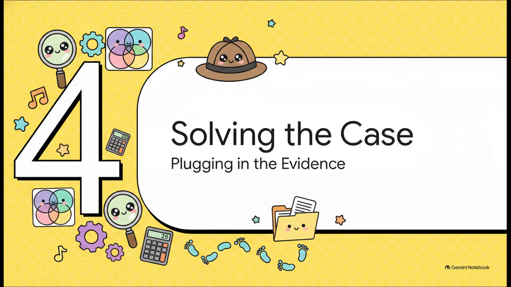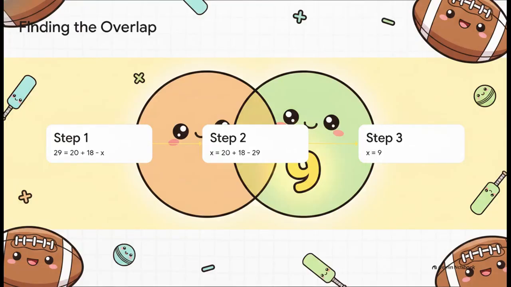Section 4. Solving the case, plugging in the evidence. Okay, here's the deeply satisfying part. We take our union formula and just plug in the knowns. The total union is 29. Remember, because 0 students play neither sport, the union is the entire class. So 29 equals 20 football players plus 18 cricket players minus our unknown overlap, which we're going to call X. Step 2, we just do a little basic algebra to rearrange the furniture. We pull X to one side, meaning X equals 20 plus 18 minus 29. And step 3 reveals our culprit, X equals 9. 9 students are playing both football and cricket. These 9 students were the ones causing our bizarre 38 to 29 discrepancy because they were hiding in both groups the whole time.